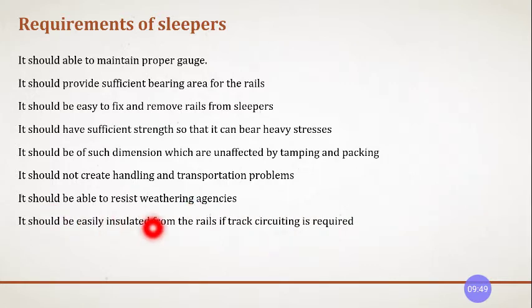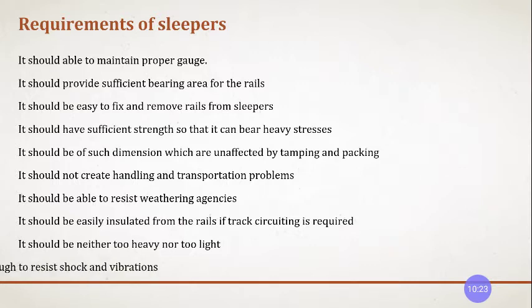It should be easily insulated from the rails if the track is circuited. This means that when current is allowed to pass through the track because of electric trains, it should not conduct electricity. It should be neither too heavy nor too light. If it is too light, it will break due to the load. If it is too heavy, there will be problems in transporting and handling the sleepers. It should be strong enough to resist shocks and vibrations.